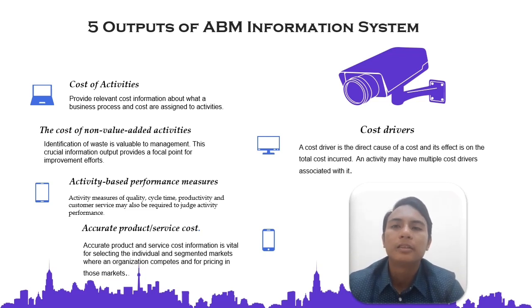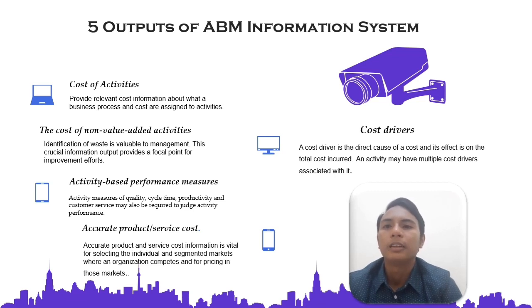The third output that can be produced by ABM is activity-based performance measures. In addition to cost information for business processes and activity, the ABM system must report data on activity performance. Knowing the total cost of activity is insufficient to measure activity performance. Activity measures of quality, cycle time, productivity, and customer service may also be required to judge the activity performance.